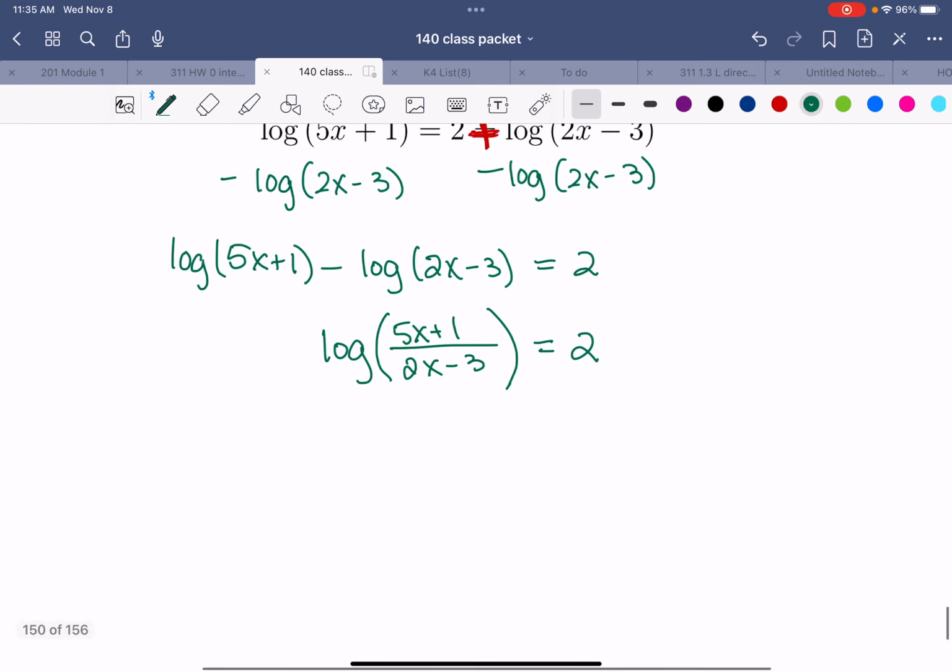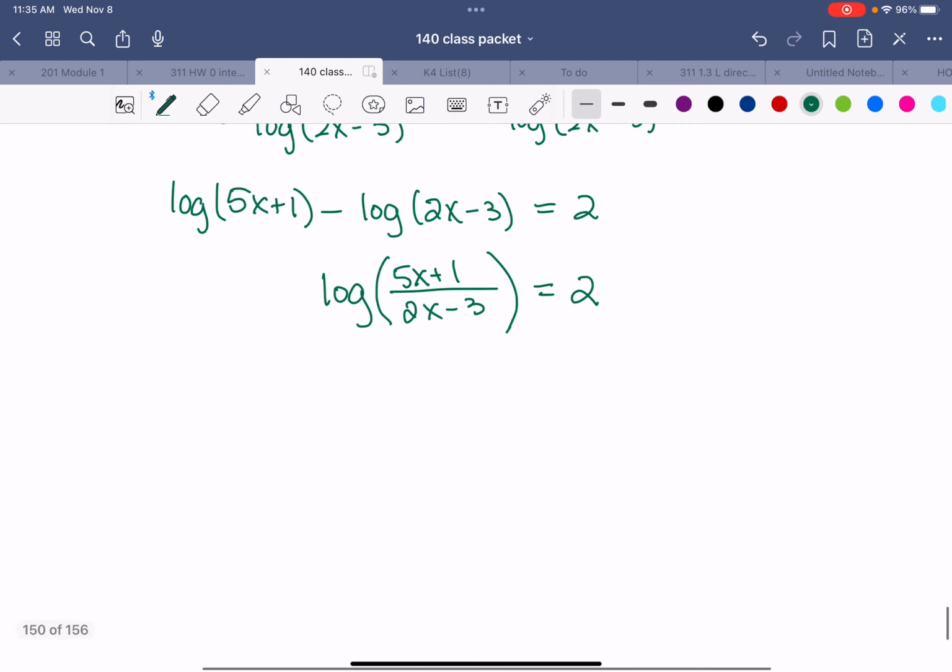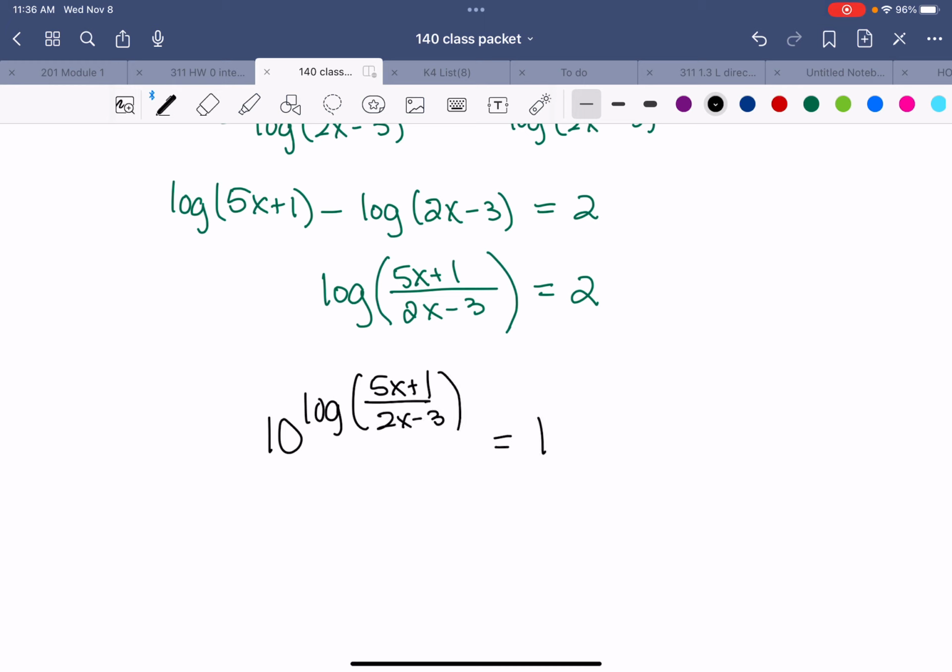So now, in the past, we said, oh, well, let's just rearrange this. Well, instead, what we can do is say, okay, if I want to get rid of this log, then all I have to do is use the exponential function with the same base. And the base of that log is 10 because it's a common log. So I'm going to take 10 to both sides. So I'm going to make it 10 to the log of 5x plus 1 over 2x minus 3. And 10 to 2 with a squared power, right? So I'm going to make what's on each side the exponent of my power.